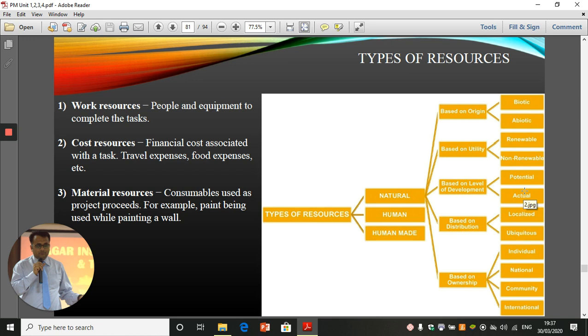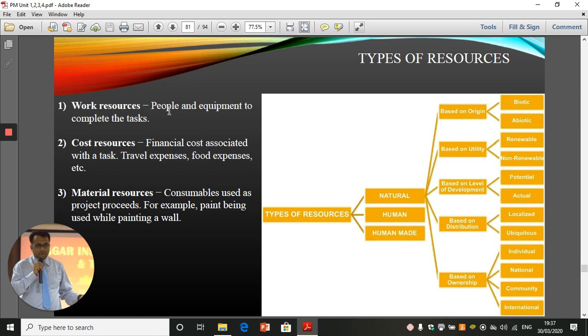Based on distribution, localized and ubiquitous, so a resource can be available in a localized manner, or it can be ubiquitous. Then based on ownership, there can be individual resource, national resource, community resource, and international resource. Who is the owner? If an individual is the owner, then it is an individual resource. If the nation is the owner, then it is a national resource. If the community is the owner, then it is a community resource. And if it belongs to all communities, then it is an international resource.